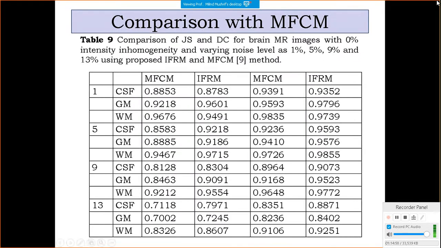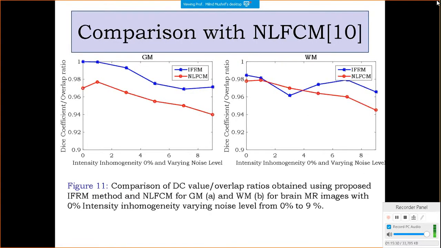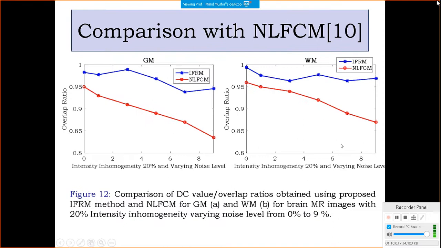Then the results are also compared with the modified FCM. So we find that intuitionistic fuzzy roughness based thresholding gives slightly better results as compared to the modified FCM method. This is suggested by one of the researchers, which is mentioned in reference 9 here. So this comparison also shows that the IFRM is better as far as gray matter segmentation is concerned. For white matter, for say intensity inhomogeneity of 3%, the IFRM method does not give better results, but in other cases the results are good. So these are a few more comparisons.